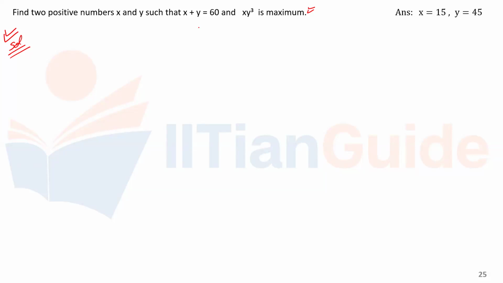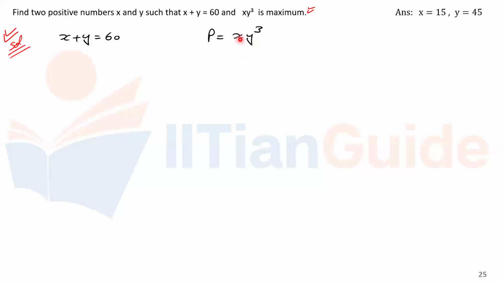We are given the sum, that is x plus y is 60. I am writing x plus y is 60. The product I am writing as p, that is xy cube. We need to find the maximum or minimum for the product xy cube. I will have to differentiate it, but there are two variables, x and y, so I cannot differentiate. Neither can I do dp by dx nor dp by dy. For that, I need to convert the expression p into a single variable. I can put the value of x in terms of y or y in terms of x. Both the choices are there.